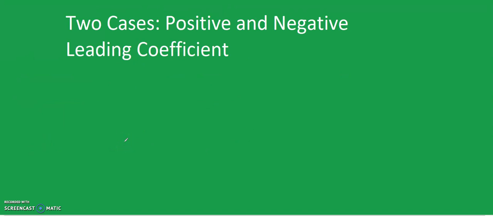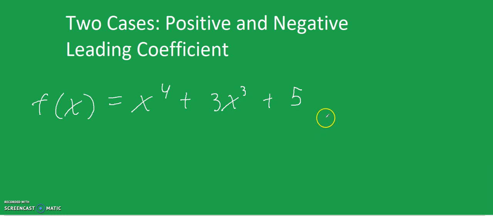To find out what the end behavior is, there's two cases for an even degree polynomial: whenever I have a positive or negative leading coefficient. So what is the leading coefficient? If I write down this polynomial, f of x equals x to the fourth plus 3x cubed plus 5, the leading coefficient is the coefficient on the variable that has the degree as its power. So I just said a lot. Let's write down what the degree is. The degree for this one is 4, right? That's the highest exponent that occurs in the variable.